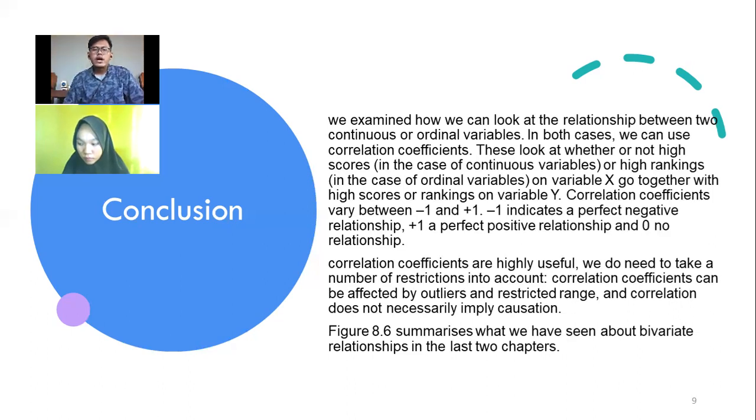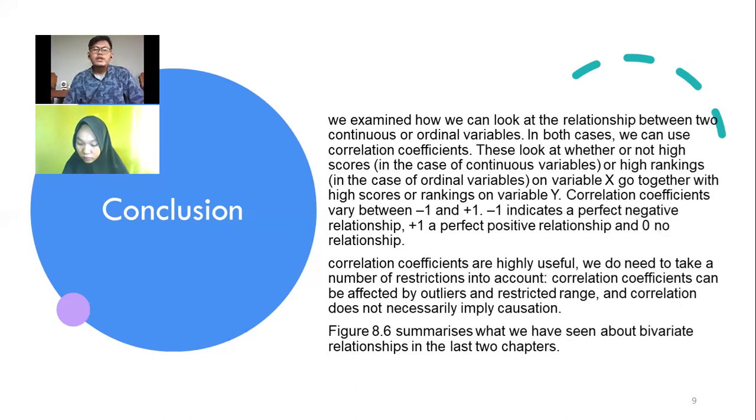Correlation coefficients vary between minus 1 and plus 1. Minus 1 indicates a perfect negative relationship, plus 1 a perfect positive relationship, and 0 no relationship.